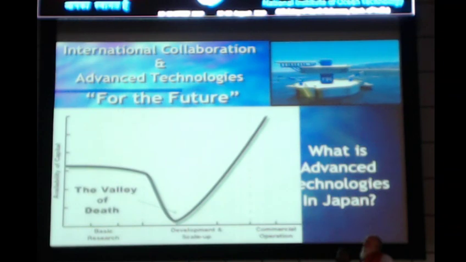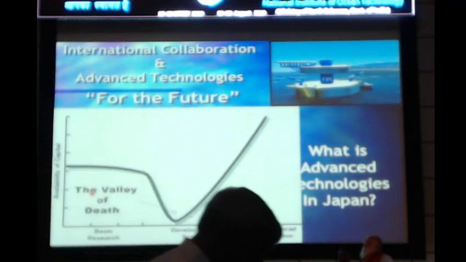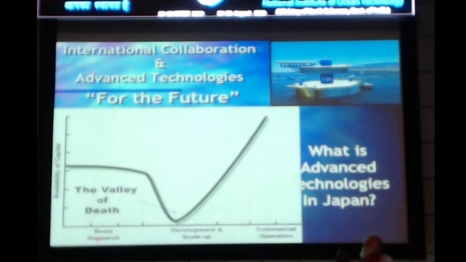As you know, technology is the barrier. Basic research is a success, and commercialization is possible, but the potential to develop and scale up is difficult. So this is the barrier. We have to get from the basic research to the commercialized stage.